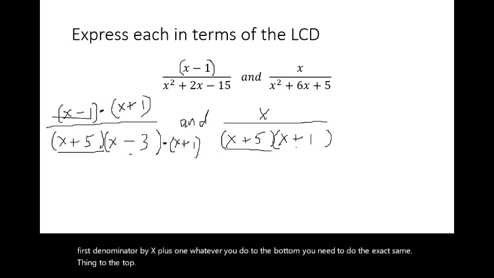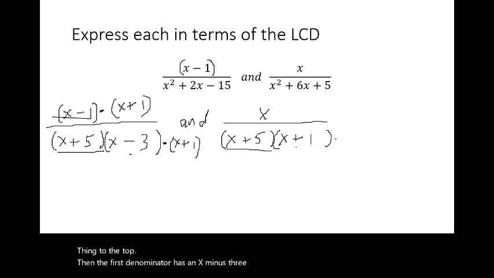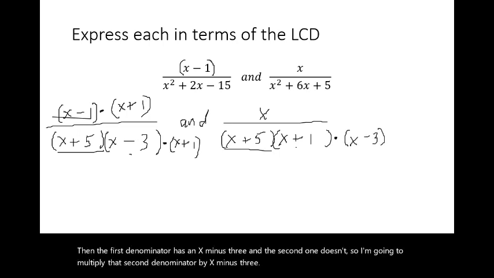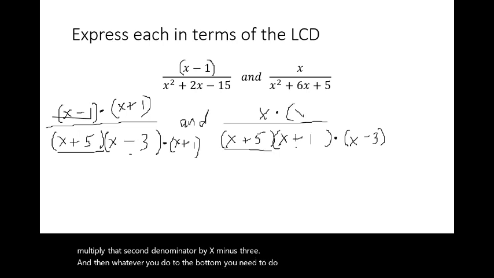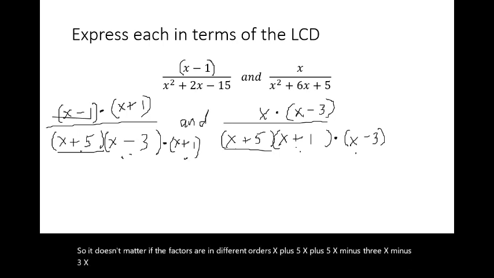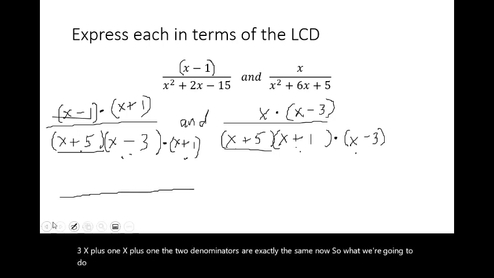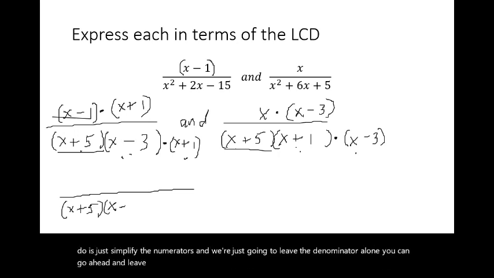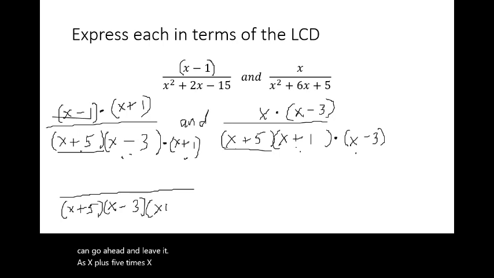Then the first denominator has an x minus 3 and the second one doesn't. So I'm going to multiply that second denominator by x minus 3. And then whatever you do to the bottom, you need to do the exact same thing to the top. So it doesn't matter if the factors are in different orders: x plus 5, x plus 5, x minus 3, x minus 3, x plus 1, x plus 1. The two denominators are exactly the same now. So what we're going to do is just simplify the numerators, and we're just going to leave the denominator alone. You can go ahead and leave it as x plus 5 times x minus 3 times x plus 1.